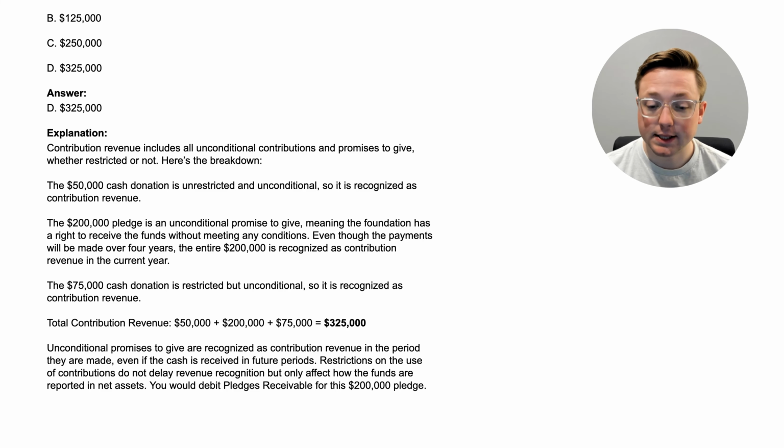You would debit pledges receivable for this $200,000 pledge, and by the way, you would credit revenue with donor restriction. Again, that's not something we're diving super deep into in this video because we've talked about it in other videos, and I just wanted to mainly focus on conditional and unconditional. But this would be a credit to revenue with donor restriction because they're saying they're going to give you the money, so you can recognize the revenue because it's unconditional, but you haven't actually received that money, so you can't use the money. That's why it's with donor restriction, because you need to restrict that money so you don't use it because you haven't actually gotten the money yet. So that's how that works. But anyway, now let's go to the next question.